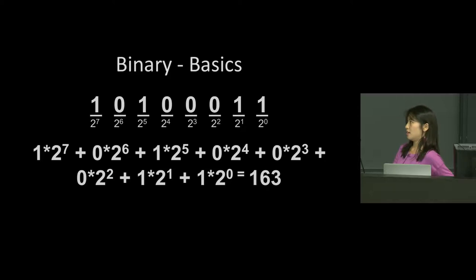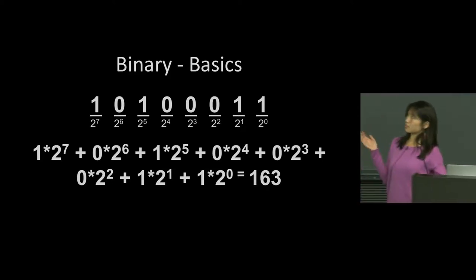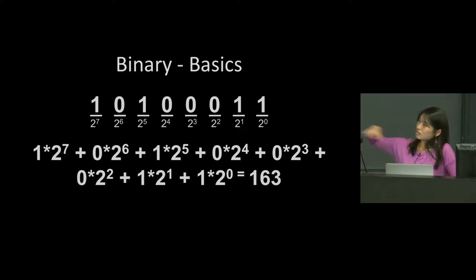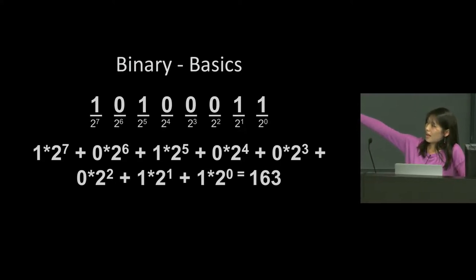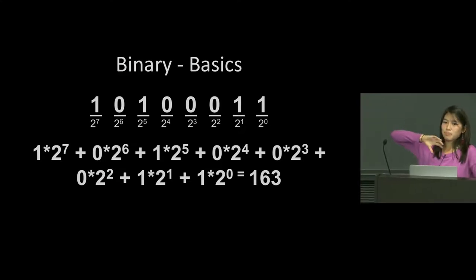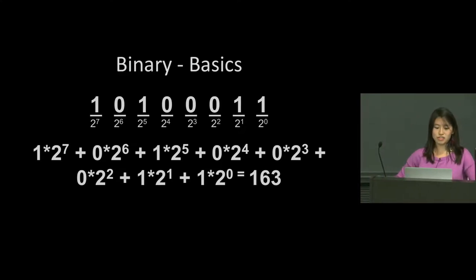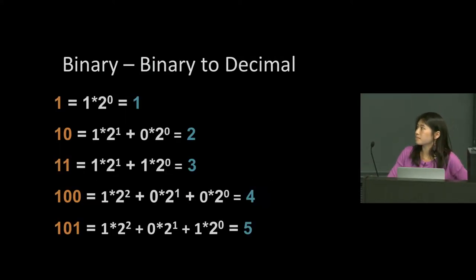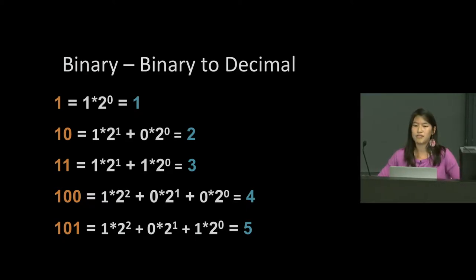Basics of binary: every place is represented in base 2. So you have 2 to the 0, 2 to the 1, 2 to the 2, all the way up. To convert binary to decimal, you follow this equation. If you have a 1 in any of those places, you multiply it by whatever base it's in, add it up, and you get the decimal version. So this is how you count to 5 in binary. Just like what we were doing on the last slide, this is how you would represent 1 through 5.